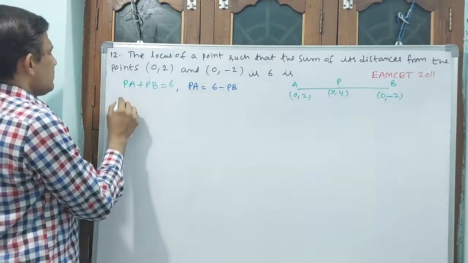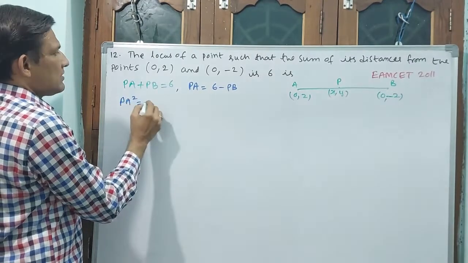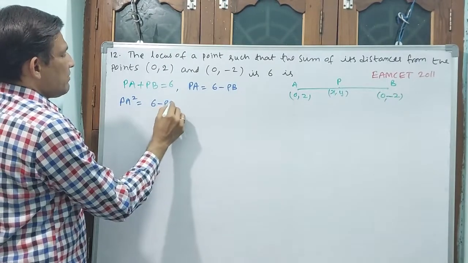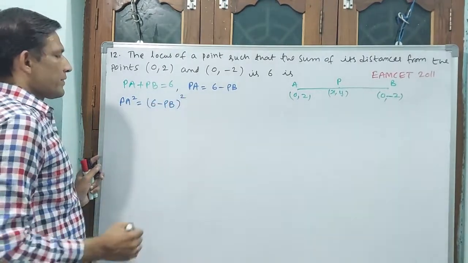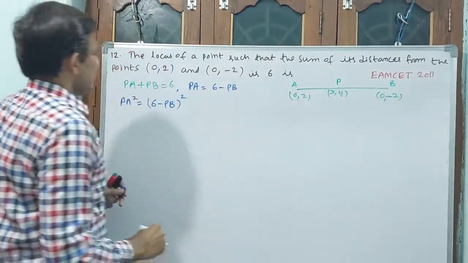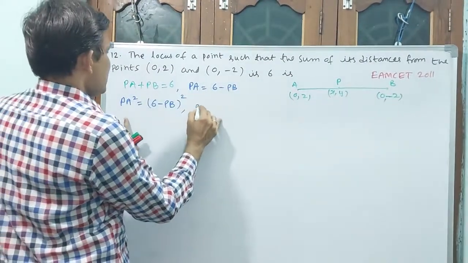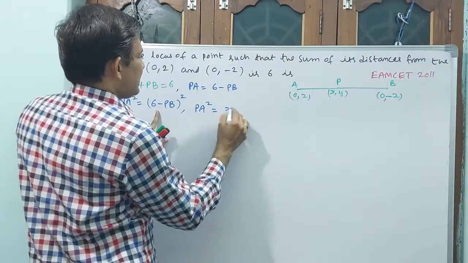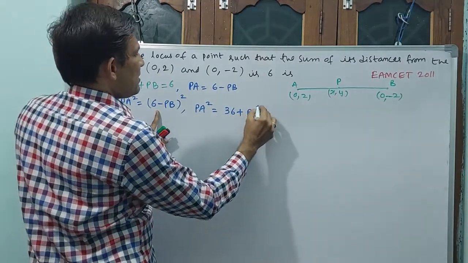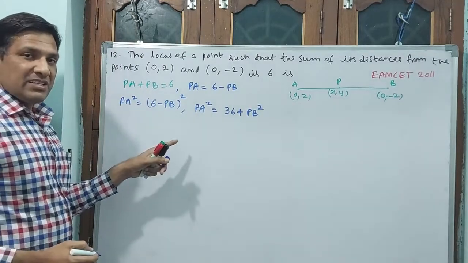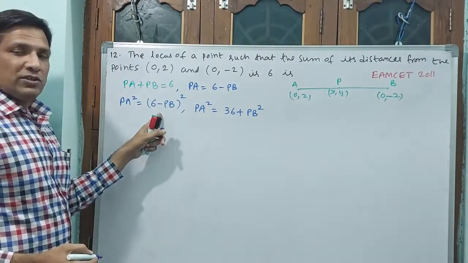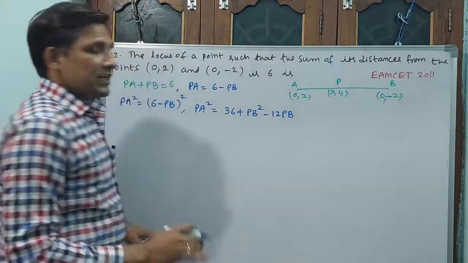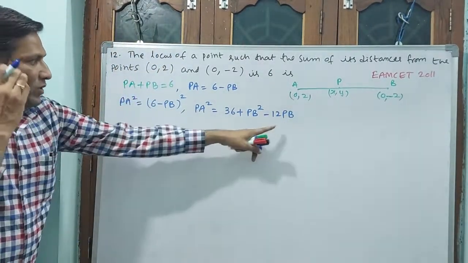Squaring on both sides will give PA square is equal to 6 minus PB whole square. Okay, PA, PB, distance. See, again I am writing PA square is equal to A minus B whole square: A square 36 plus B square PB square minus 2AB, minus 2 into 6, 12 PB. Minus 12 PB. Except this PB, you write remaining all.